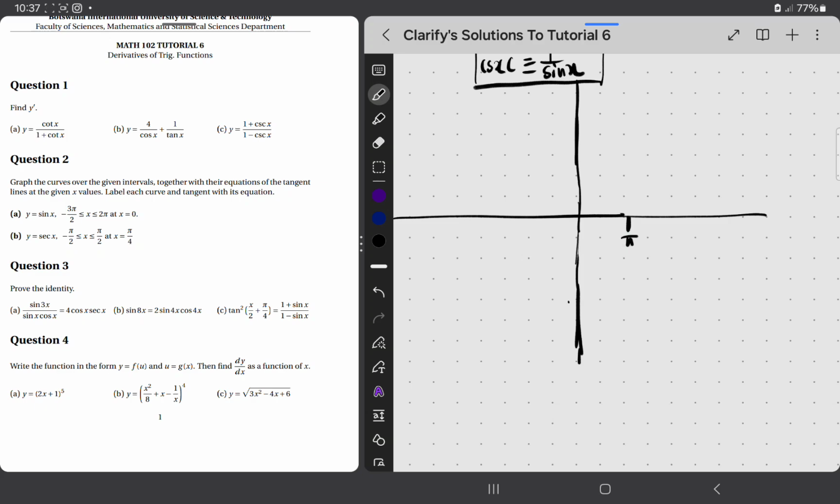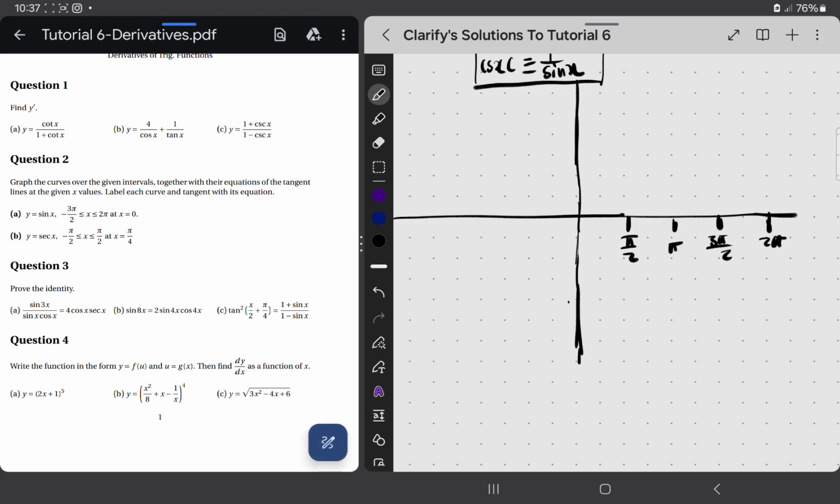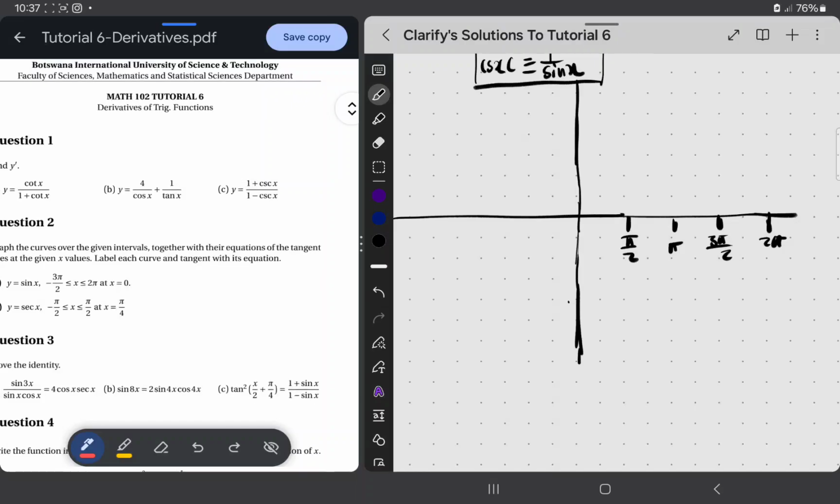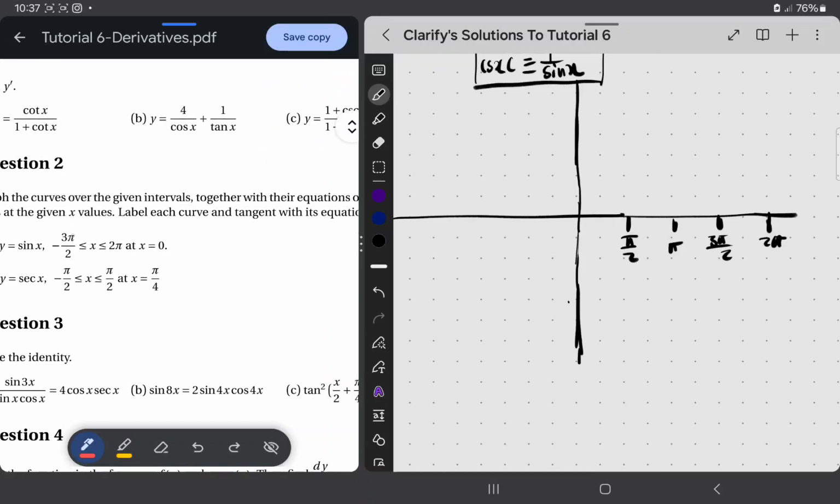So let's say this is 90, which is pi over 2. Then this is pi. Then this is 3 pi over 2. Then this will be 2 pi. Okay, you can see here it says do from negative 3 pi over 2 to 2 pi. That is why we are doing what we're doing. So here, this is going to be what? From here it's negative pi over 2.